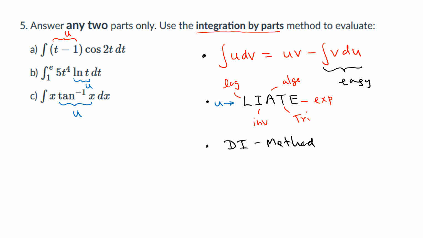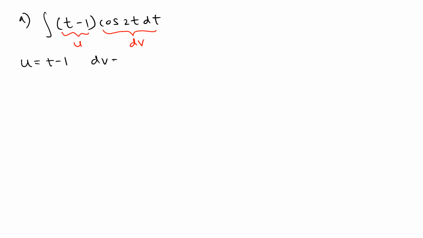Let's start with the first one. We have t minus 1 cosine 2t dt. According to the rule, we know that this has to be u, because once you take the derivative, it's going to be very simple, and everything else has to be dv. So not just cosine 2t, cosine 2t dt is dv. Okay, so let's use that now. That means u equals t minus 1, dv equals cosine 2t dt.